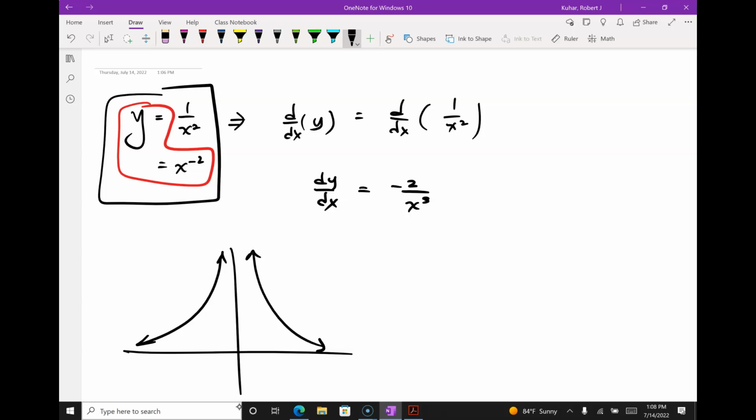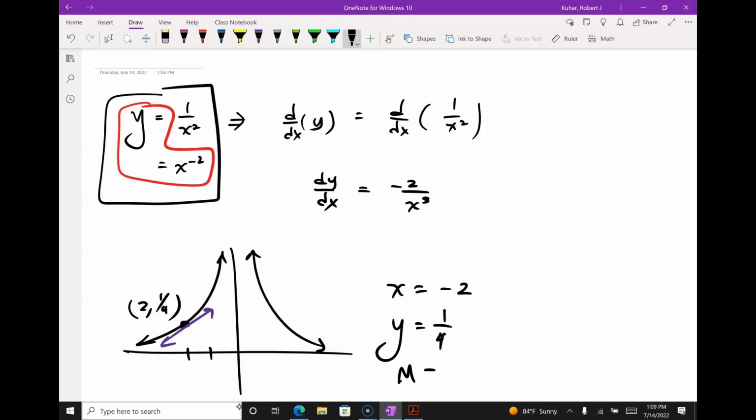Name something in the domain for me. A nice integer point in the domain. What x value am I allowed to put into this function? Anything but 0. So how about negative 2? So if x is negative 2, what's y? One-fourth, yes.